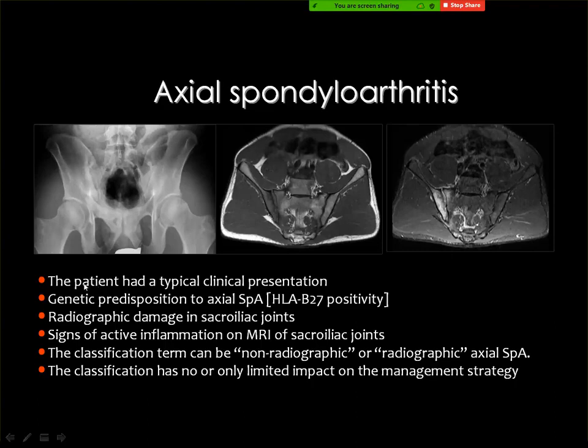Then the patient had the typical clinical presentation with HLA-B27 positive, and then you call this the radiographic spondyloarthropathy because the lesion is seen in the plain film as well as in MRI.